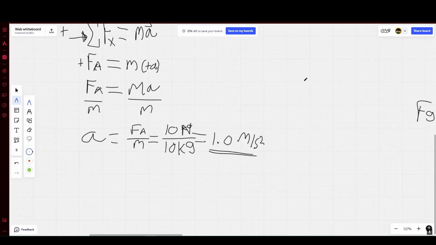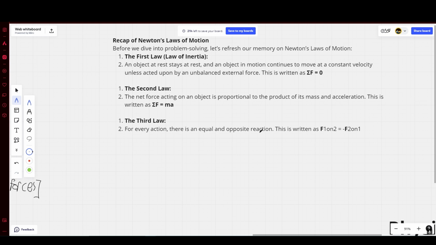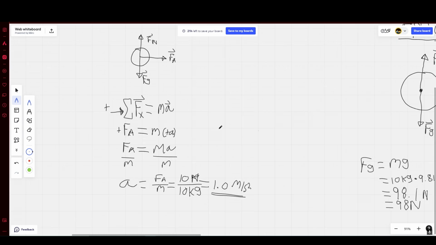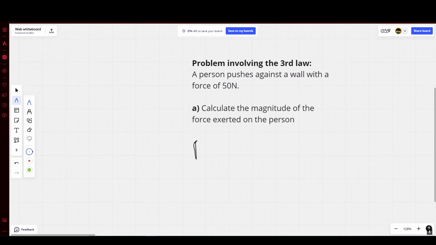Remember, Newton's third law states that for every action there's an equal and opposite reaction, and this is written as F1 on 2 equals negative F2 on 1. Well, now I'm going to elaborate on the negative. So here, let's just write F1 on 2 is equal to negative F2 on 1.